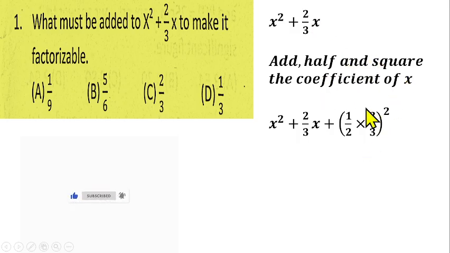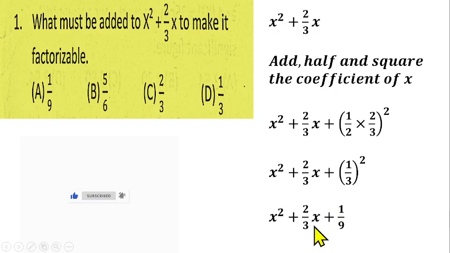The coefficient of x is 2 over 3, then half it, times 1 over 2, then squared. So the 2 will take care of the 2 here, you are left with 1 over 3 there. So you have x squared plus 2 over 3x plus 1 over 3 squared. That should be x squared plus 2 over 3x plus 1 over 9. So that means 1 over 9 needs to be added, which is option A.